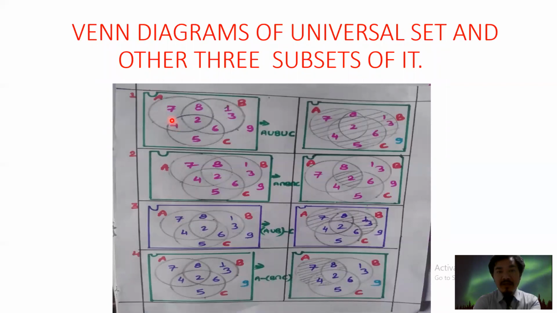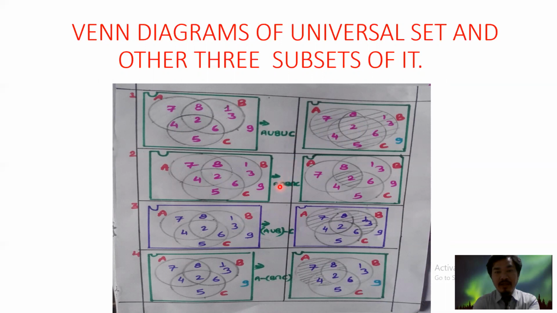After that, write the remaining elements of set A here, the remaining elements of set B here, and the remaining elements of C here. After filling all the elements of A, B, C, write the remaining elements of the universal set right here. This is the method to show the Venn diagram of universal set, set A, set B, and set C. In this one, A and B and C means all of A, B, C should be shaded.